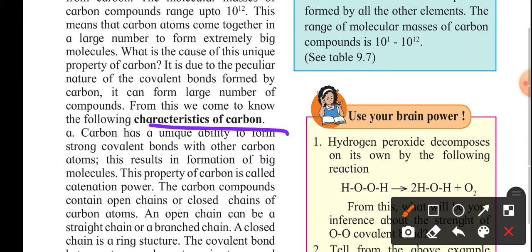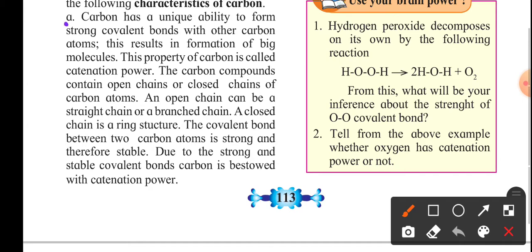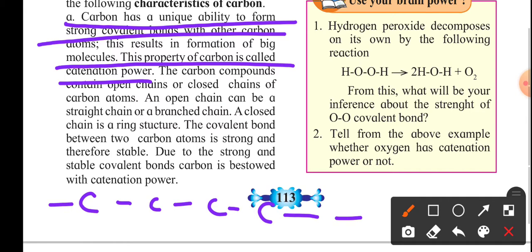Further, carbon has a unique ability to form strong covalent bonds with other carbon atoms. This results in the formation of big molecules, and this property of carbon is called catenation power, where carbon can get linked with carbon and form a long chain.